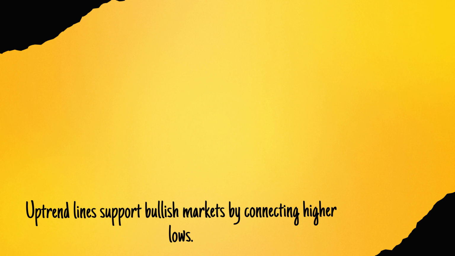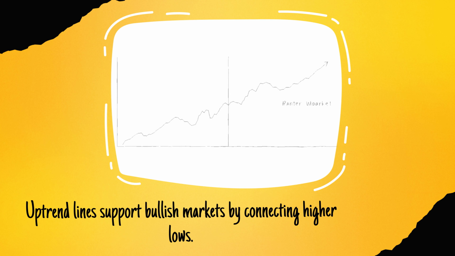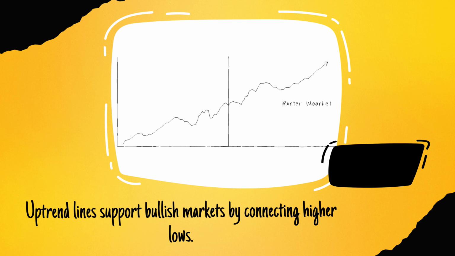Conversely, a downtrend line is drawn by connecting 2 or more consecutive lower highs. This line acts as dynamic resistance for a bearish market.